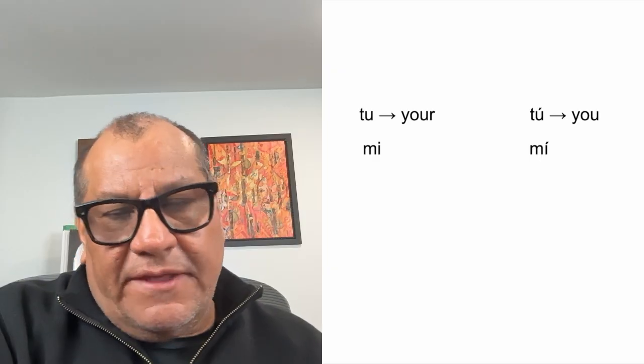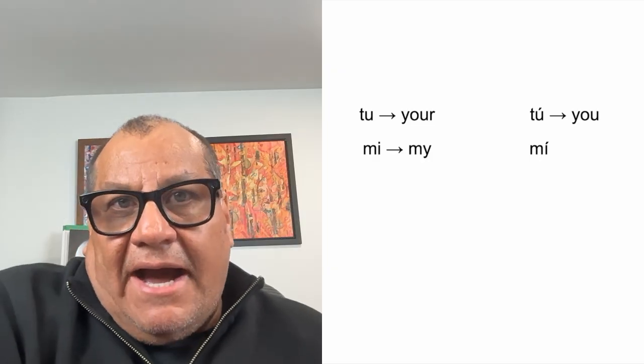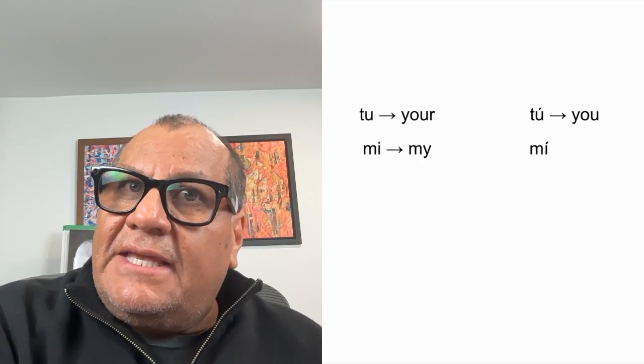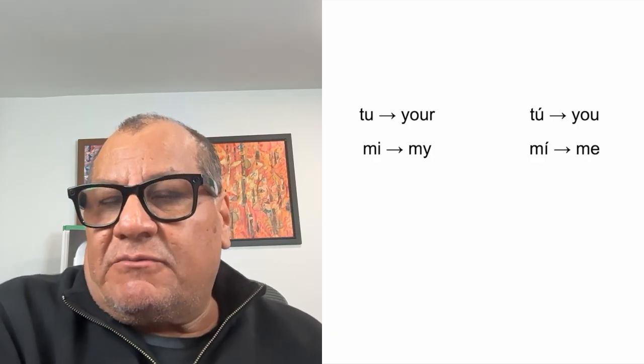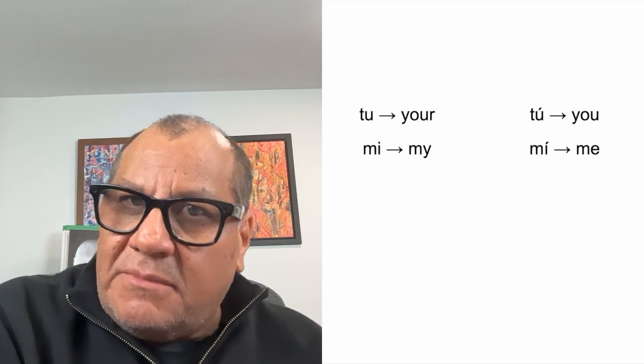For example, we have tu versus tú. Tu without a tilde is going to be your, and tú with a tilde is going to be you. Then we also have mi versus mí. Mi without a tilde is my, and the mí with a tilde is going to be me, as in the prepositional me, the one that comes after prepositions. Para mí, por mí, de mí.